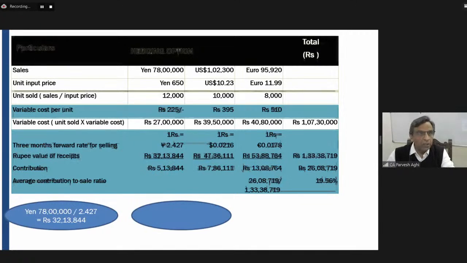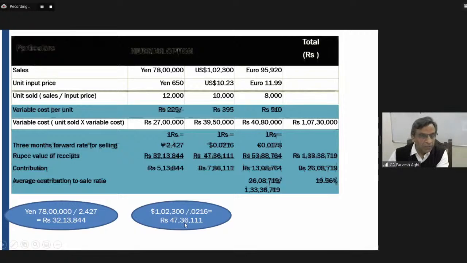I'll show you the detailed calculations also. So for dollars, it will be 1,02,300 divided by this 0.0216. This is not a direct quote. This is 1 rupee is equal to so many dollars, but we have to calculate how many rupees are equal to the dollars. So instead of multiplying, we'll divide. And we'll take the reciprocal of the quotes.